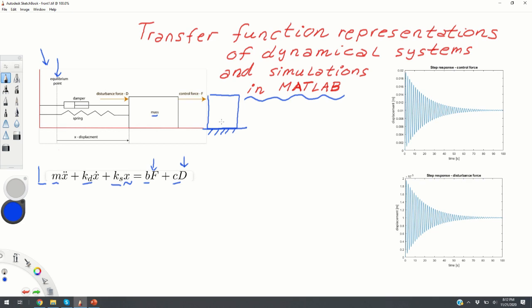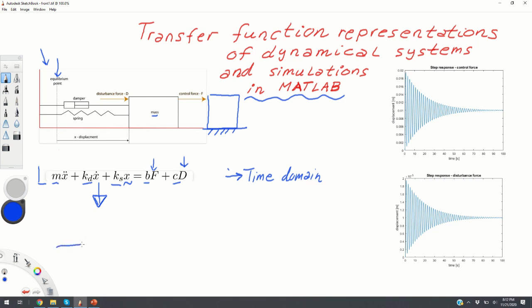The goal of this video is to teach you how to transform this ordinary differential equation, that's basically a system model in time domain, into a transfer function form. That's basically a system representation in the complex domain. So, in the transfer function representation, the model of this system will have the following form.